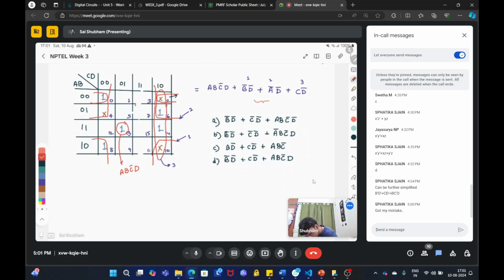So we have a b c bar d, fine, then we have c d dash, then we have b dash d dash. This term anyway is not relevant because this is redundant. Having it in the expression and not having it is the same thing. Okay, so this is the answer. So moving on to the next question.